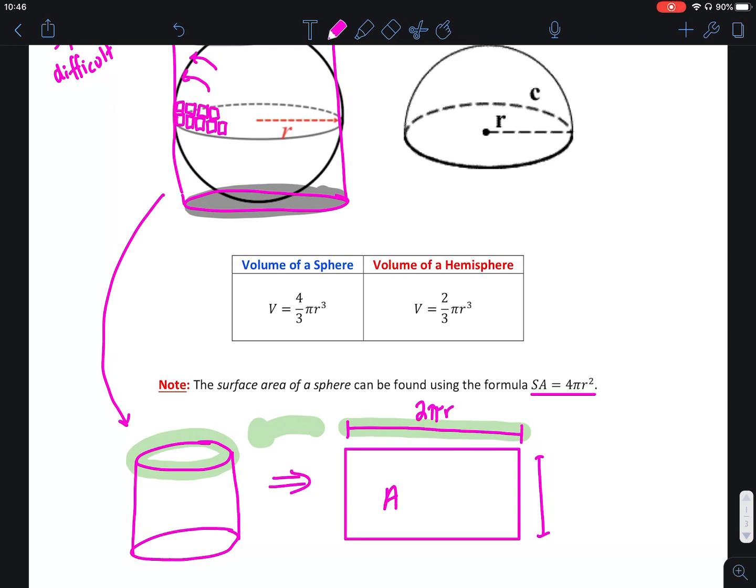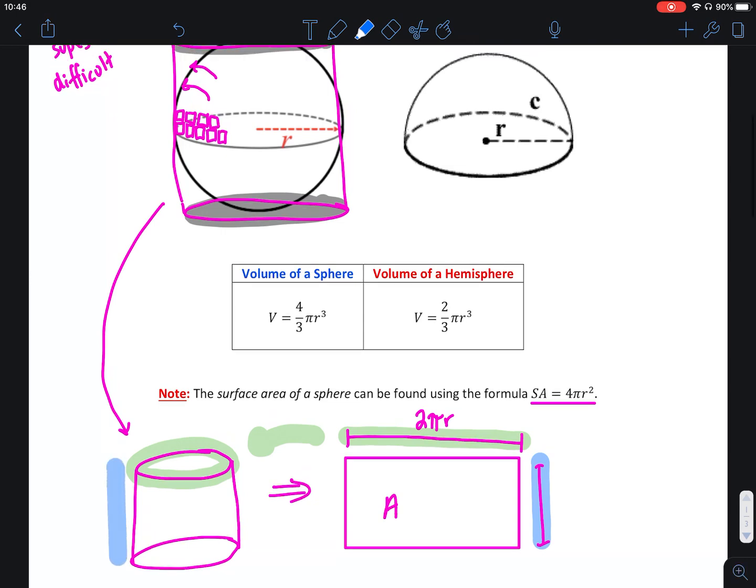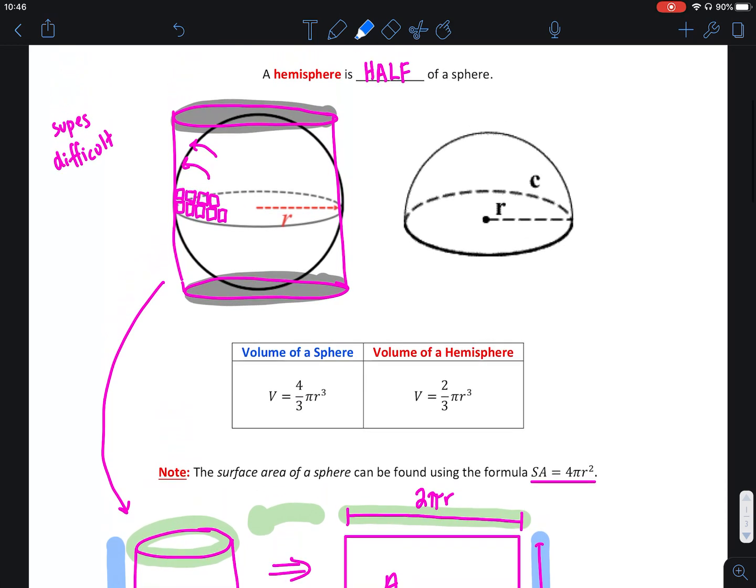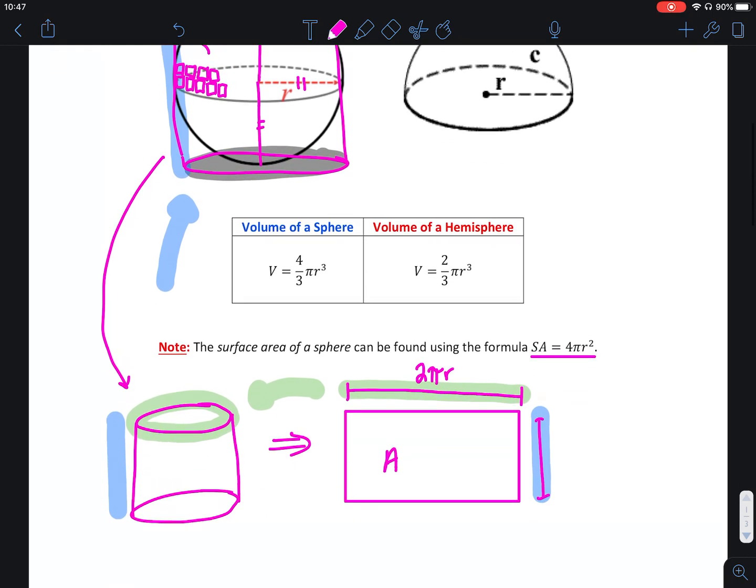Okay, that wasn't too bad. How about the width over here? Well, that's actually just the height of the can, which if we go back to our original, all the way back over here, is the same as the height of the entire sphere, which coincidentally is the diameter, and diameters are made up of two radiuses, two radii. So the height is actually two radiuses.